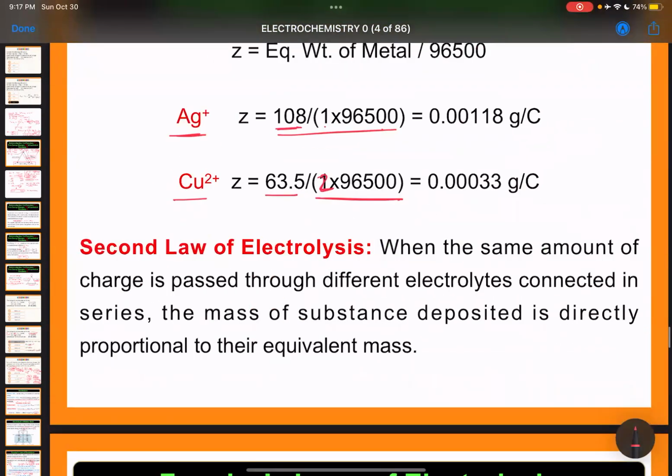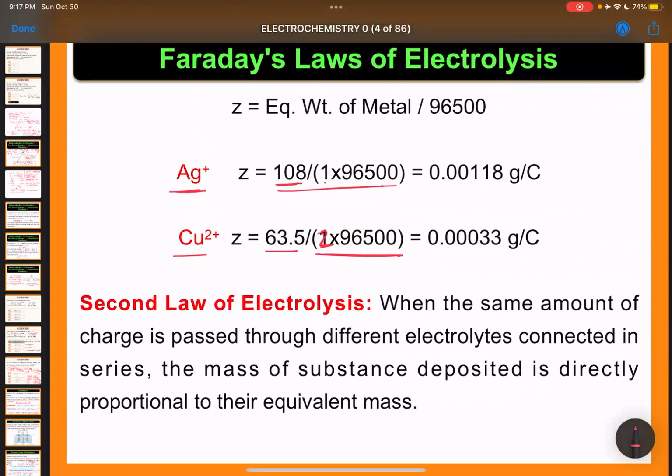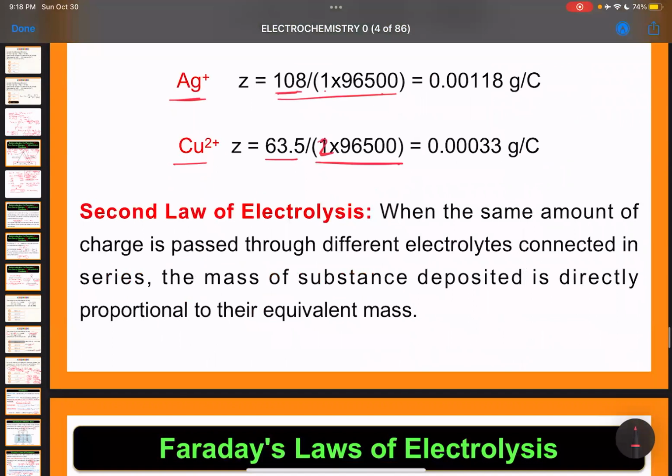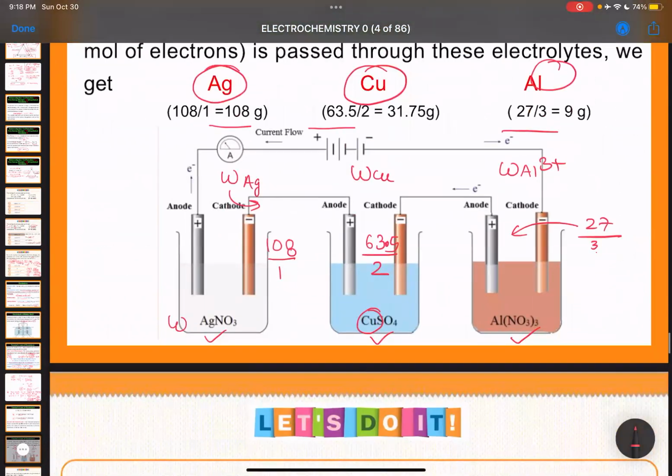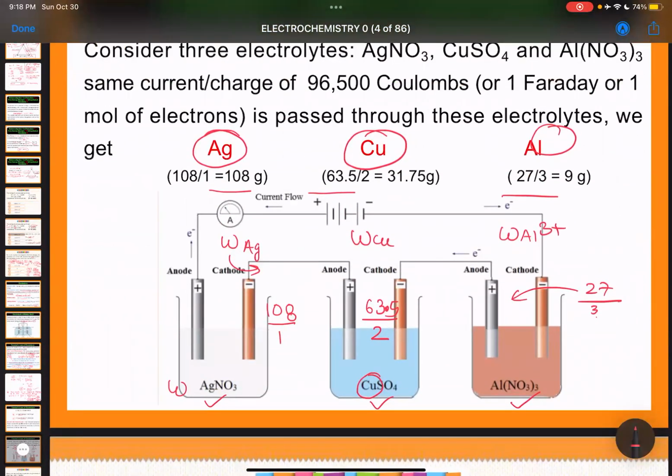Second law is very simple. When the same amount of current is passed through different cells, the mass of each substance deposited in each cell is directly proportional to its equivalent weight. That's what we discussed. So W1, W2, W3 equal Z1 IT, Z2 IT, Z3 IT. Current is the same because they are connected one after another. So you are left with the electrochemical equivalent, which is Z equal to E by F. F is going to get cancelled, only you are left with E.